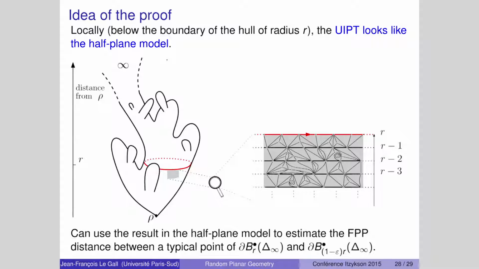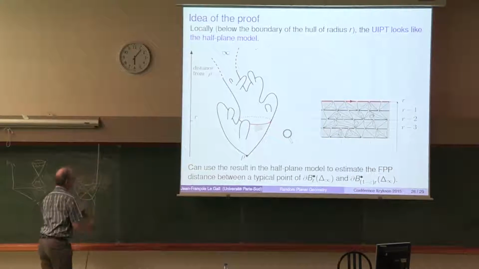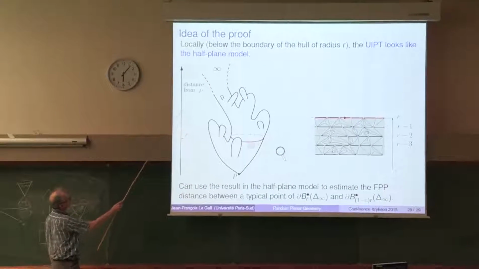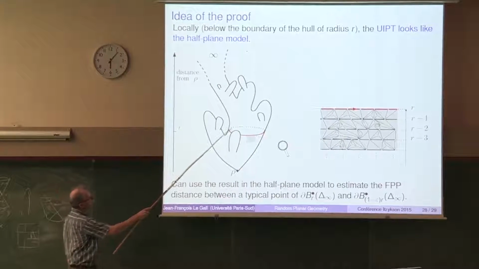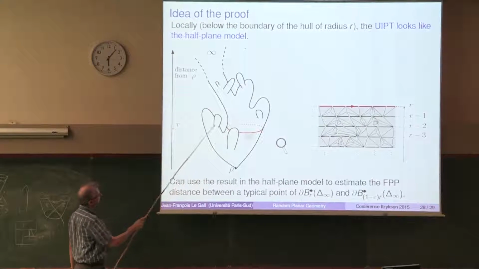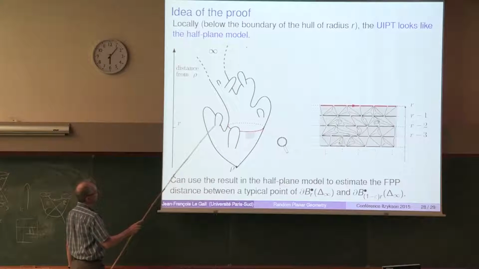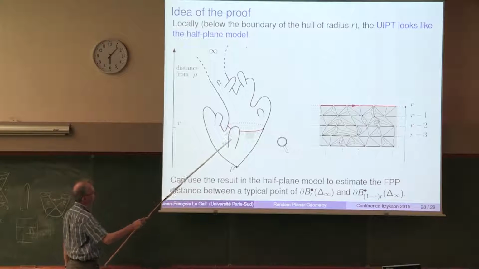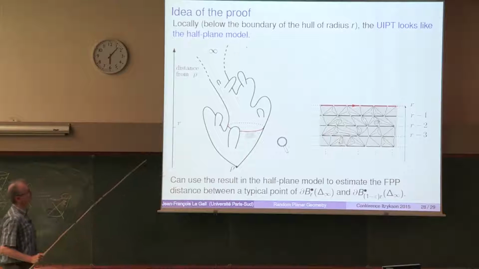And just to finish, what's the idea of the proof? The idea is really to use the half-plane model. This is supposed to be a representation of the UIPT, where vertically I represent the distance from the root vertex. Here in red, what I have represented is the boundary of the hull of radius r. You see the difference between the hull and the ball. If I was considering the ball, I would also have a part of the boundary here, and a part here, but here it's just the boundary of the infinite connected component.